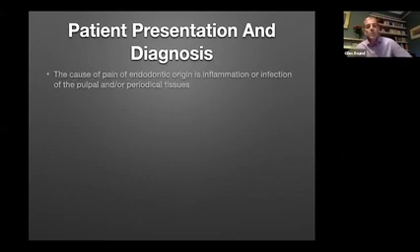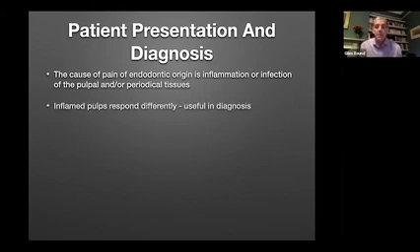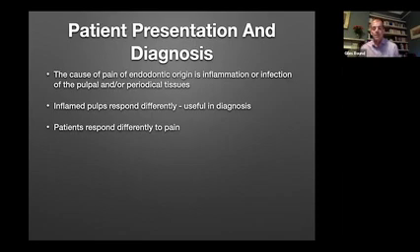The patient normally presents to us due to inflammation or infection of the pulp and/or the periodontal tissues. And the information that we get from our patient gives us an idea of the diagnosis. The good news for us is that those pulps that are inflamed react differently, and we use this to interpret what state the pulp's in and then decide what intervention we need to do. But our patients also respond differently to pain. They've got different thresholds, and we know that pain has a number of different inputs.